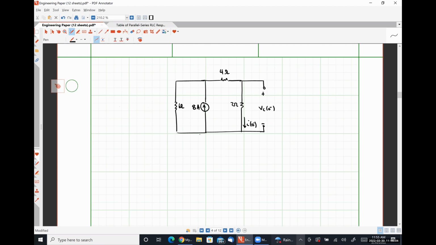Okay. The reason why I would choose the current first is because once I know what this current is, I know the voltage is just 2 ohms times that current.